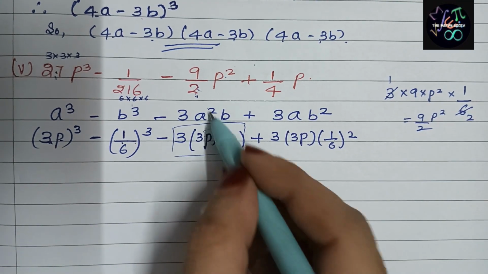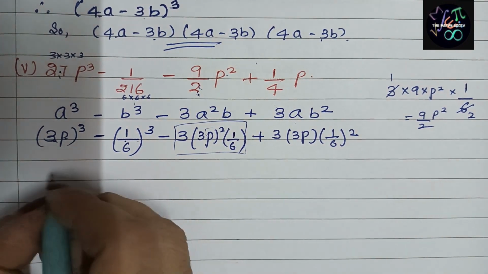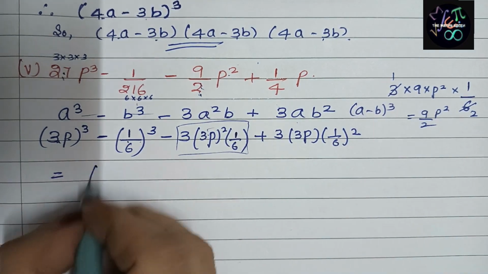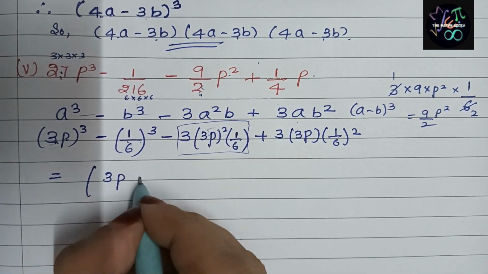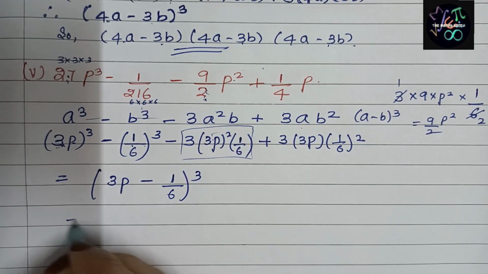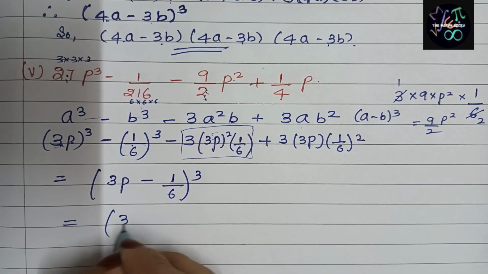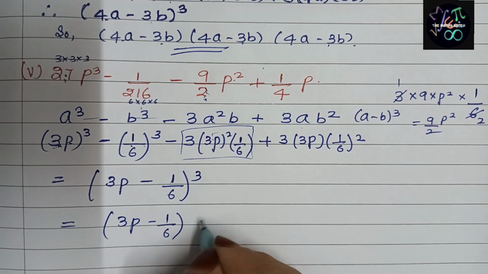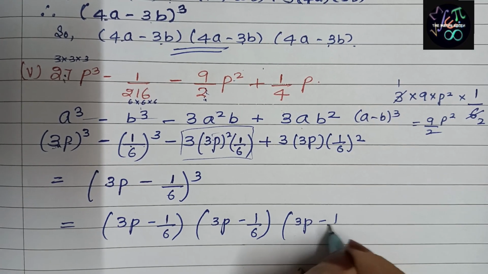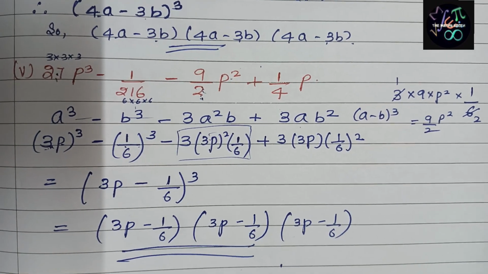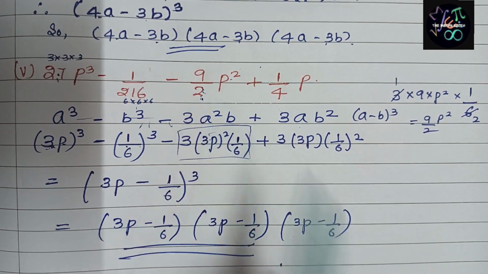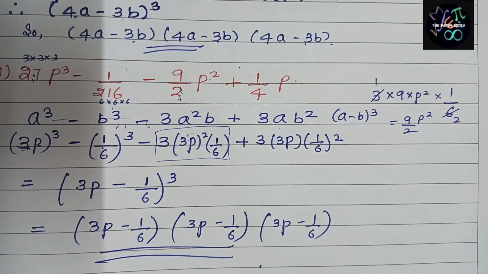Only the thing is we have compared this with the formula. So the formula of this is A minus B whole cube. So I'll write what we had considered: 3P minus 1 by 6 whole cube. So how we will split this, because they have told factorize: 3P minus 1 by 6 one time, 3P minus 1 by 6 twice, and 3P minus 1 by 6 three times. This way we have to solve these questions by comparing with the formula. So this completes the 8th question.